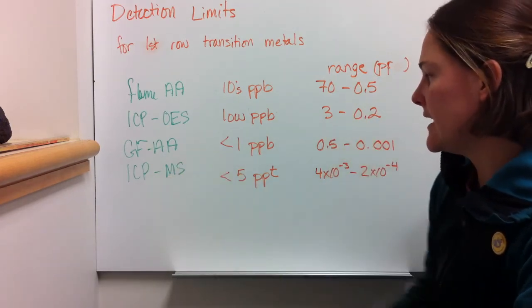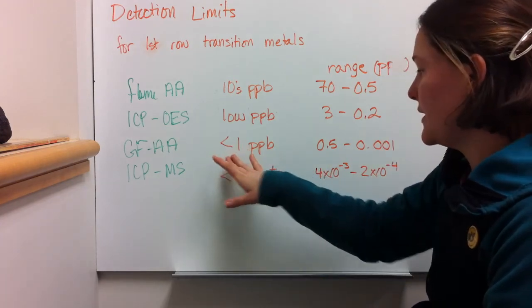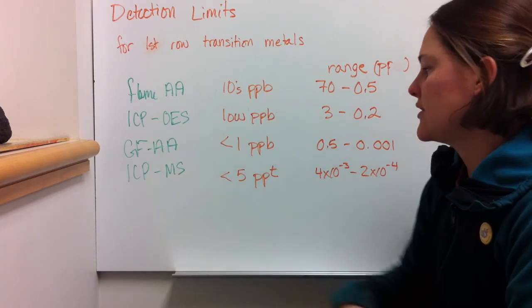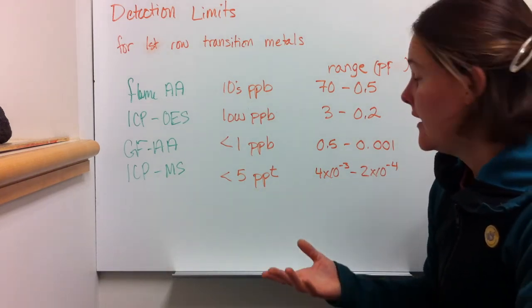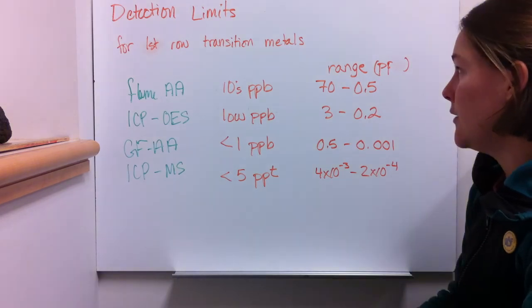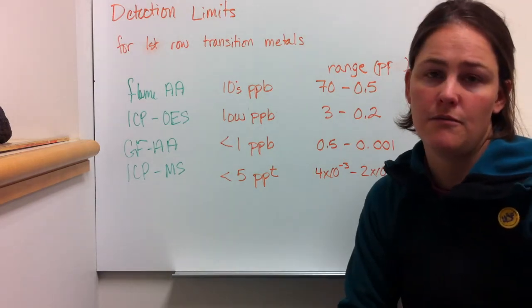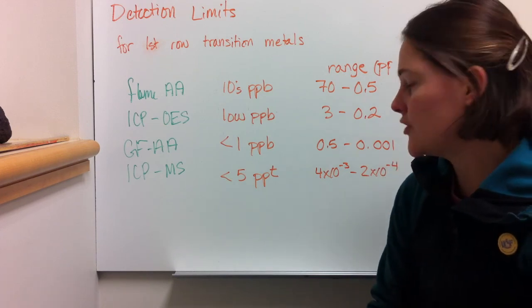The graphite furnace AA is better yet, with less than ppb detection limits, and the ICP-MS is actually much better. You can get down below 5 parts per trillion, so that's way lower than any of the other methods. And so the ICP-MS is actually the instrument of choice for research grade trace metals work.